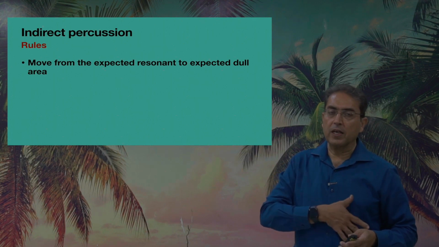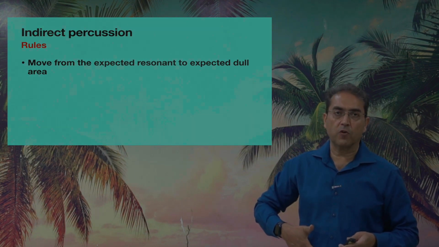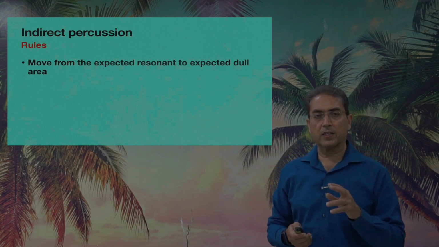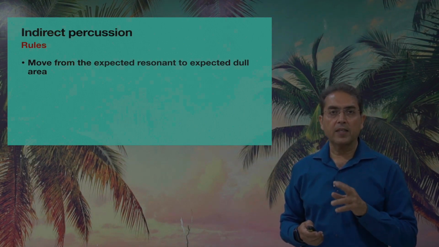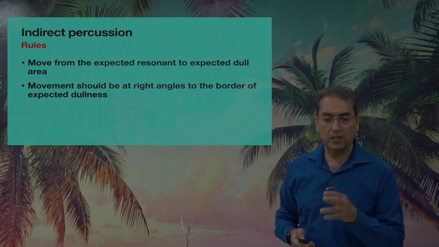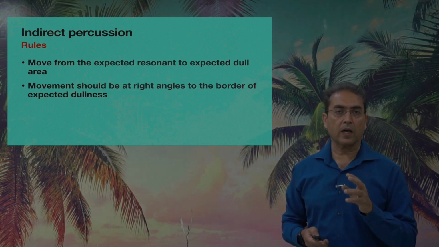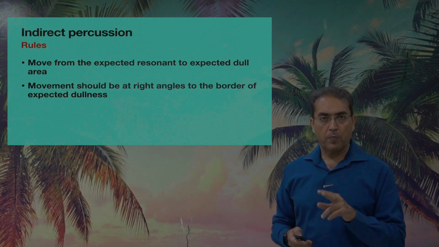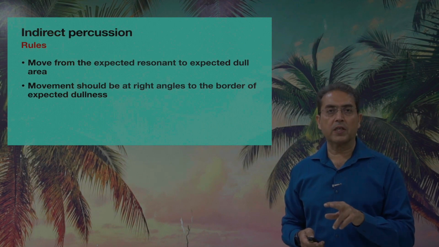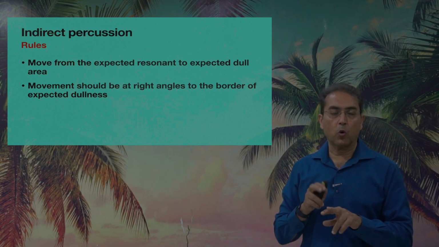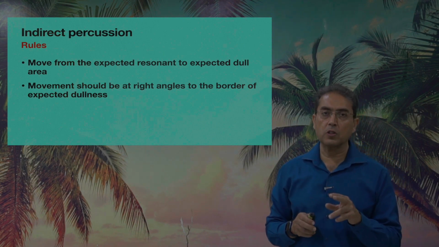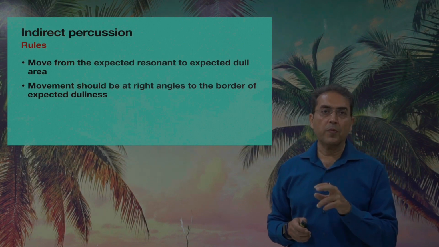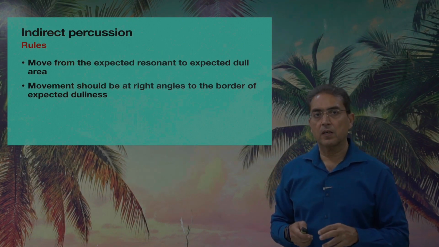And similarly for spleen, spleen enlarges in this direction towards the right iliac fossa, and you can start percussing from the right iliac fossa like this. So we move from the expected resonant to the expected dull area, and the movement is at 90 degrees, at right angle to the border of expected dullness. So these are two rules. The method was that we place the pleximeter in firm contact on the skin of area to be examined, and we strike with the plexer. The blow is given at the wrist and not at the elbow. The rules are that we move from the expected resonant to expected dull area, and the movement is perpendicular to the border of expected dullness.